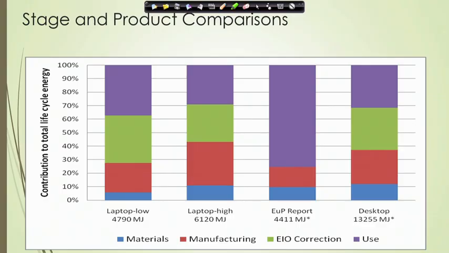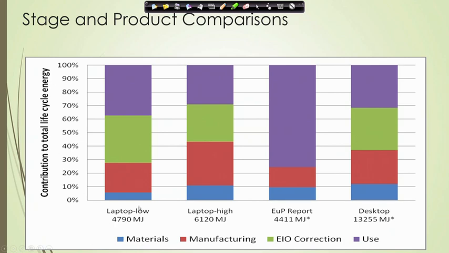Then you look at the material manufacturing with these EIO corrections, where they are trying to get rid of some of the uncertainties, and this is your use phase. So, laptop low, laptop high, because it is based on a range. Then you have the European project report, then desktop. As you can see, the total is 100%, but where the majority input is the contribution of total life cycle energy.